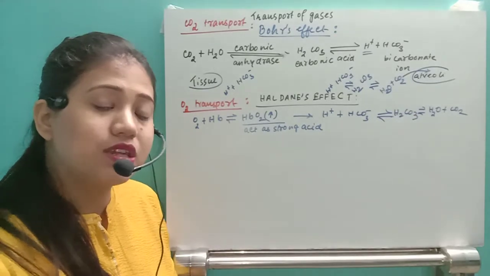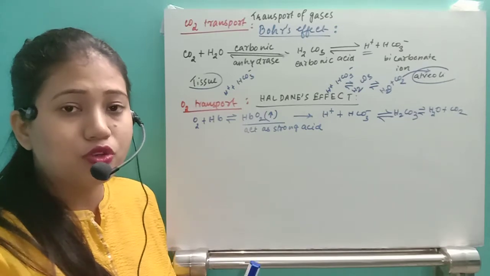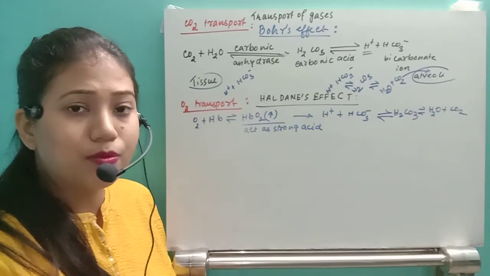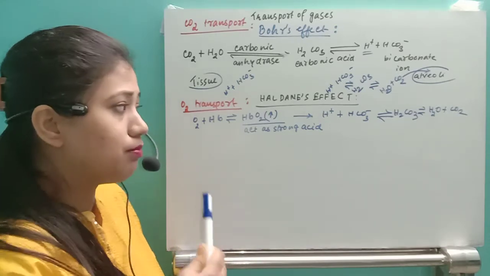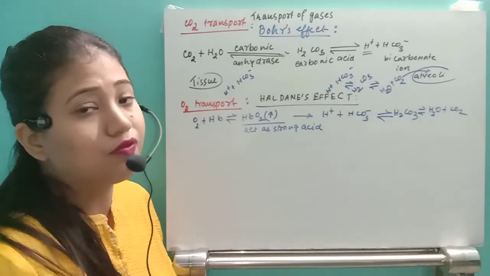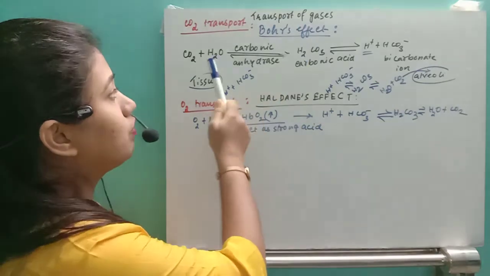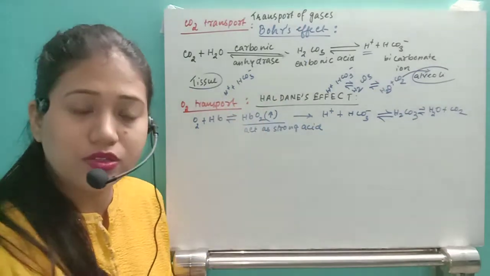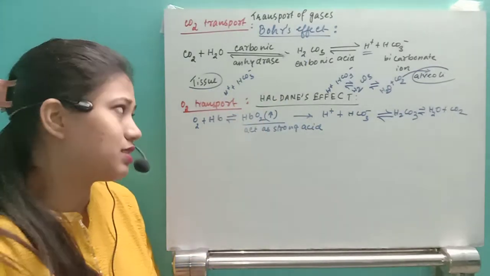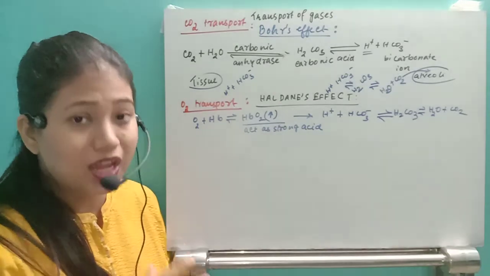Hydrogen ion is released, and during the transportation, hydrogen ion meets the bicarbonate ion. Bicarbonate ion binds with this hydrogen ion and forms carbonic acid. And what we know is that this carbonic acid will dissociate into carbon dioxide and water, right? So this is called the Haldane's effect.